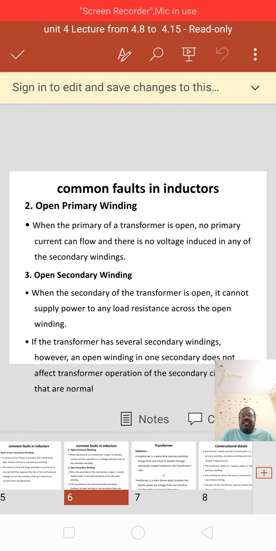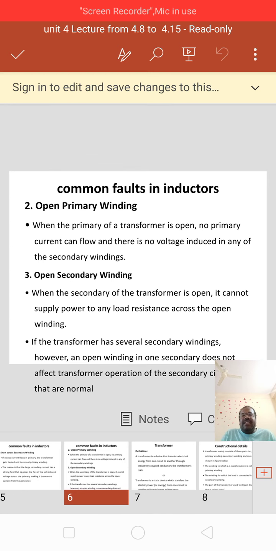Next, second one, open primary winding. When the primary of a transformer is open, no primary current can flow and there is no voltage induced in any of the secondary windings.